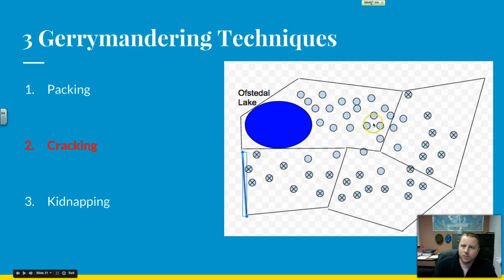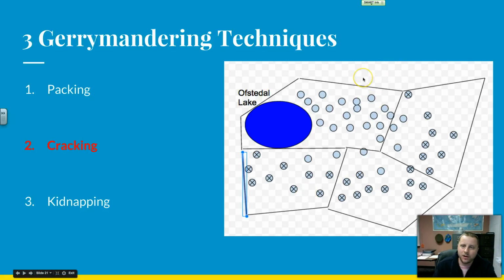Here's cracking. Here you have O's up here and X's spread around here. The O's are dominant up by Ofstedal Lake. It's a good lake. You guys should check it out. The O's are dominant up here. The X's are dominant on the outsides.